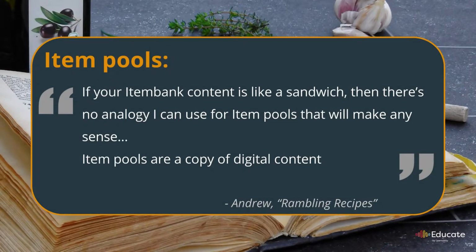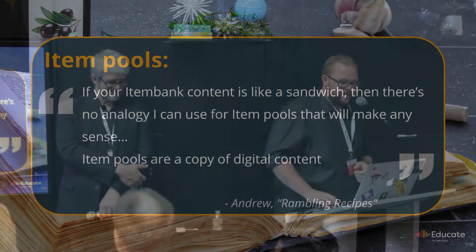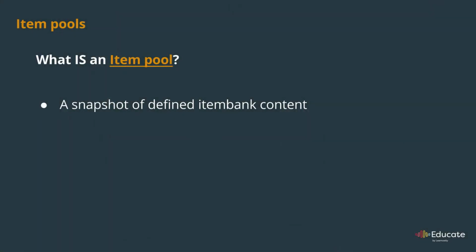So, item pools. Today's special. This is kind of where the analogy starts falling down when you're talking about copying digital content. Its application to real-world food items starts falling down entirely. So, just to answer what is an item pool: it is a snapshot of defined item bank content. Now, this content, once it's in a pool, cannot be edited or modified with any of our authoring tools. So, as far as assessments are concerned, it is immutable.